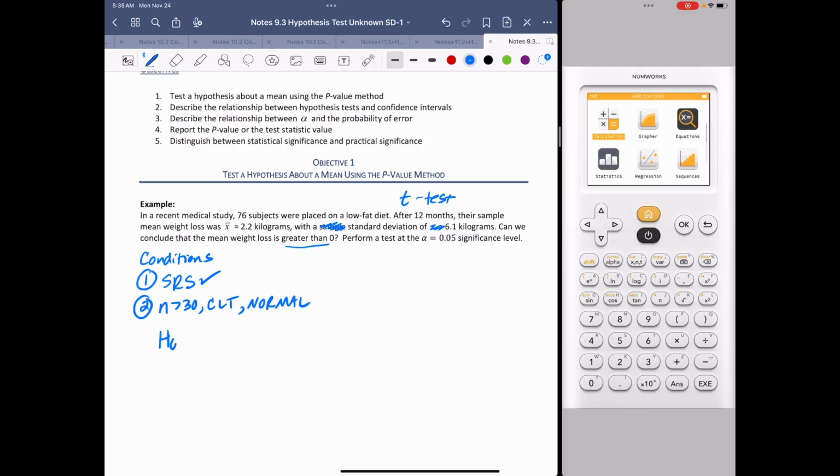My H0 and my H1. H1 is, can you conclude that the mean weight loss is greater than 0? Mu is greater than 0. H0 is mu is 0. It's nothing special. I'm going to list out my data. I've got my X bar is 2.2, my S is 6.1, and my N is 76. I'm not going to list alpha because it's 0.05. That's what it typically is.